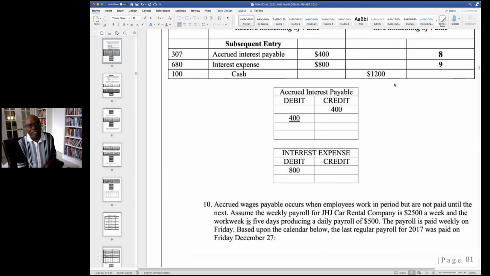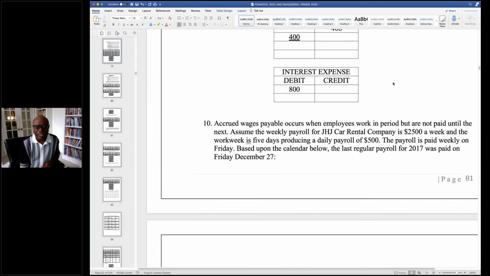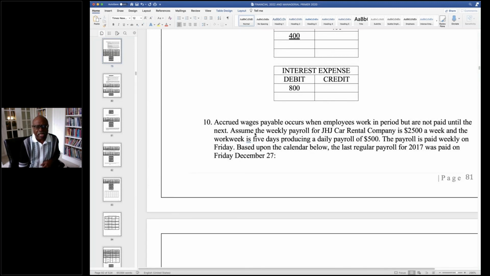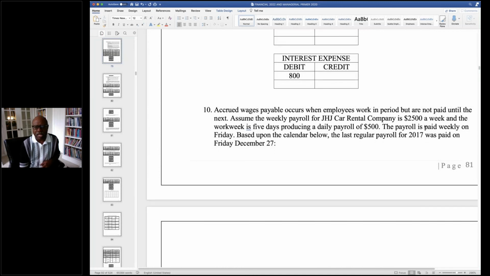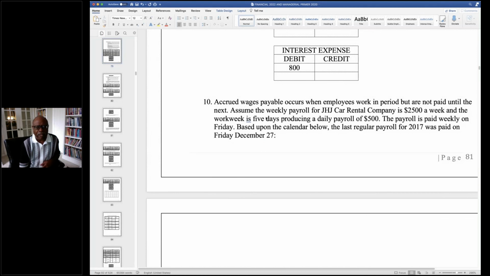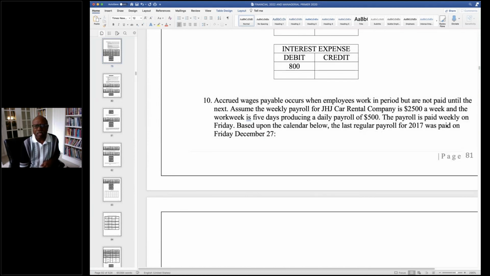Okay, so let's look at accrued wages quickly. And like I say, the others, they're not that bad. You can see how they come through. You just have to read them. Accrued wages occur when employees work in a period but are not paid until the next. Assuming the weekly payroll for JHJ Roan Car is $2,500 a week, 5-day week, so the workers are paid $500 a day. The payroll is paid weekly on Friday.